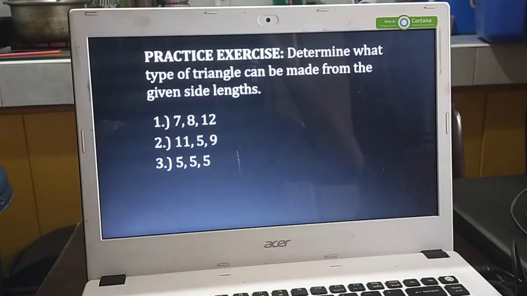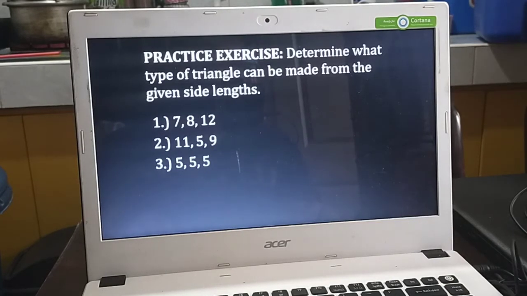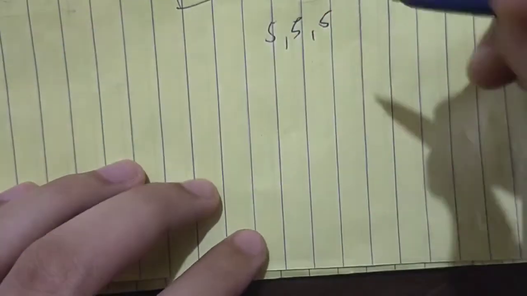Okay, next we have 5, 5, 5. Obviously, since you have all equal sides, you can just identify it as an acute triangle, or equilateral triangle, or equiangular triangle. Pero if you want to have the proof, here's the proof. So, knowing that we have 5, 5, 5, no greater side or no sides that are bigger, we can just pick kung ano yung C natin. So, ito, C na lang, A, B, C.